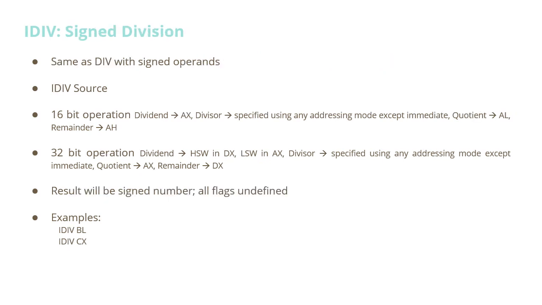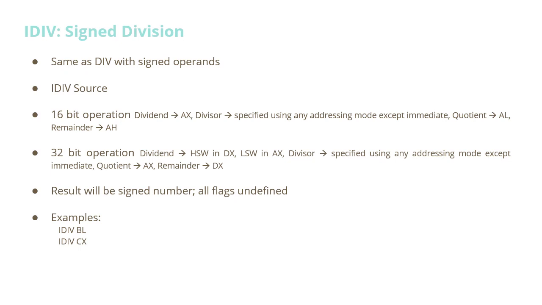Next is the IDIV instruction, which is the signed division operation. This is the same as the DIV instruction, but with signed operands. The format of this instruction is IDIV source. Same as in the case of unsigned division, here also we have a 16-bit operation and a 32-bit operation. In the case of a 16-bit operation, the dividend will be in the AX register and the divisor can be specified using any of the addressing modes except the immediate addressing mode; that is, no immediate operand is allowed here. The quotient of the division operation will be present in the AL register and the remainder will be in AH.